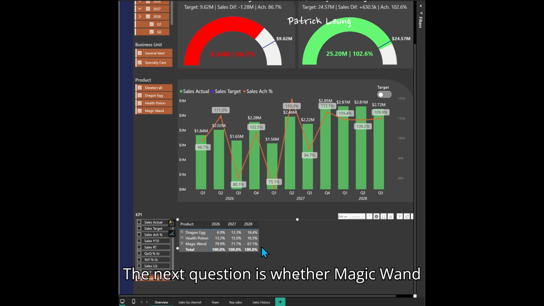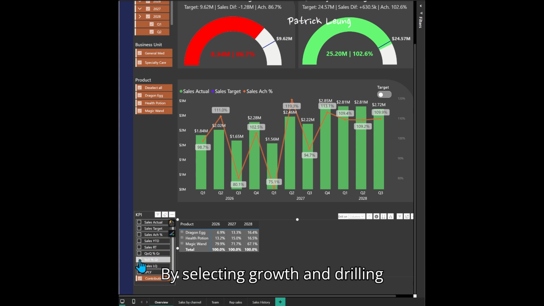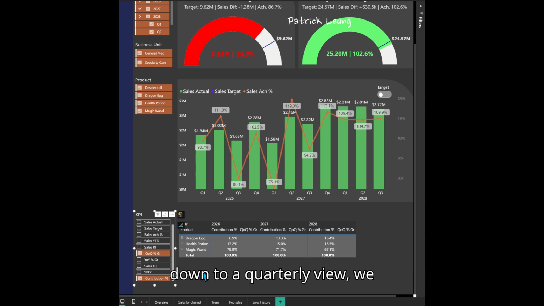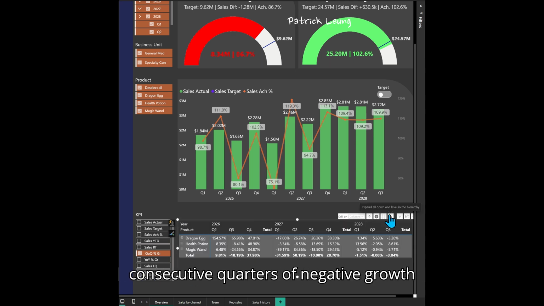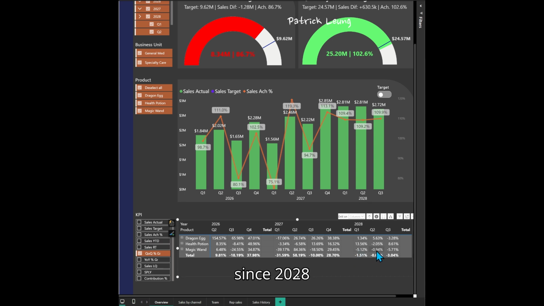The next question is whether Magic Wand has seen an absolute decrease in sales compared to previous years, or if it's still growing but not as good as other products. By selecting quarter-over-quarter percent growth and drilling down to a quarterly view, we observe that Magic Wand has experienced 3 consecutive quarters of negative growth since 2028. Its growth rate is the lowest among all 3 products, suggesting that the sales and marketing team should investigate and explain this trend.